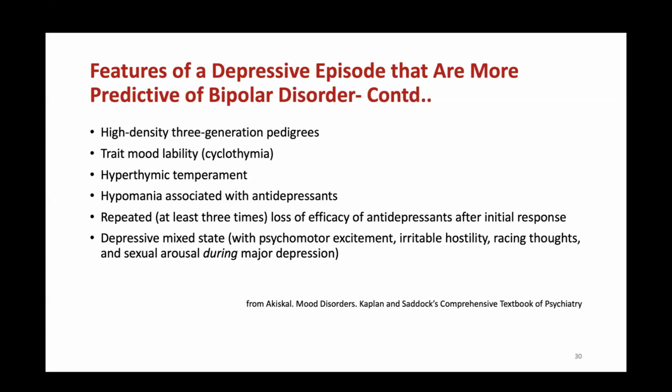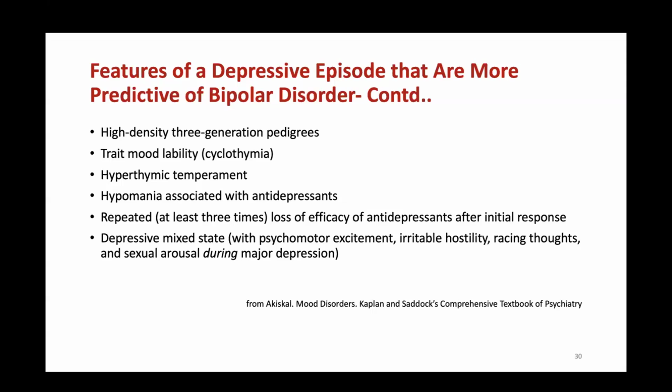Now, features: high density, three-generation pedigrees. There is a lot of bipolarity in your family. There is trait mood lability. If somebody has cyclothymia premorbidly, the chances of them being bipolar are much more. There is hyperthymic temperament. There is hypomania associated with the antidepressant. If you've given an antidepressant and the patient has hypomania, the chances of him or her becoming bipolar are much more.